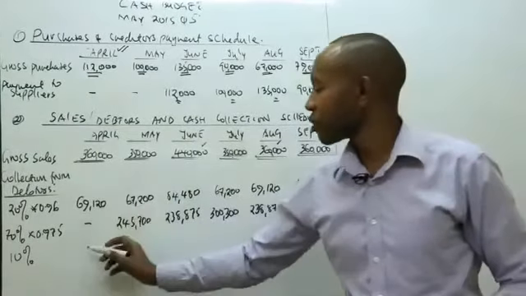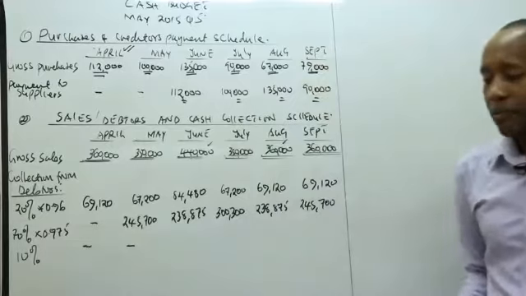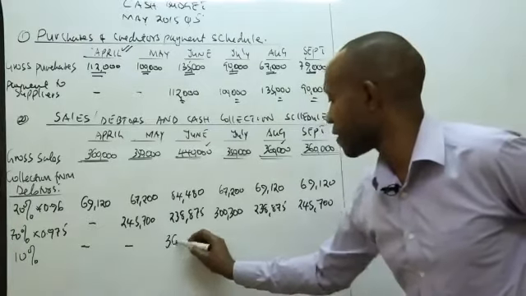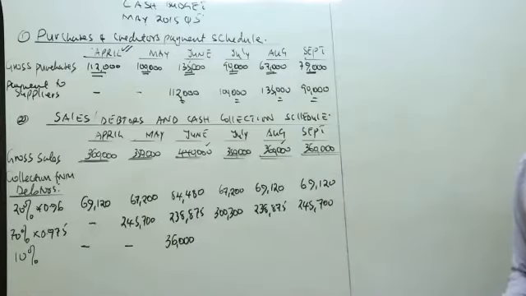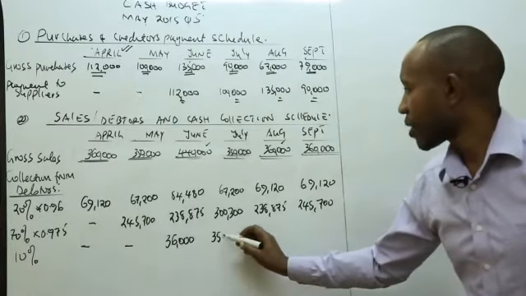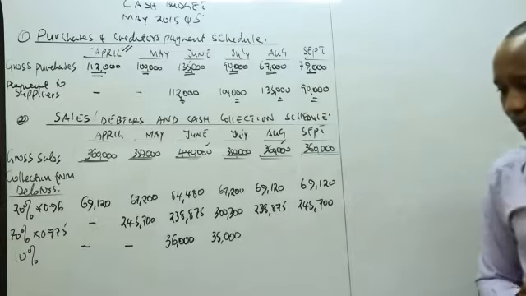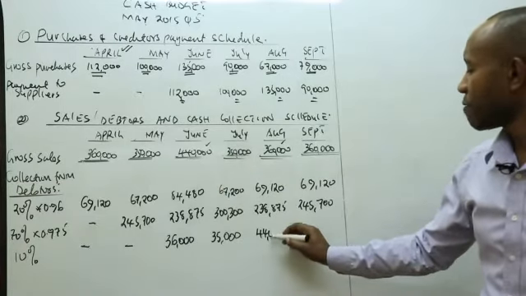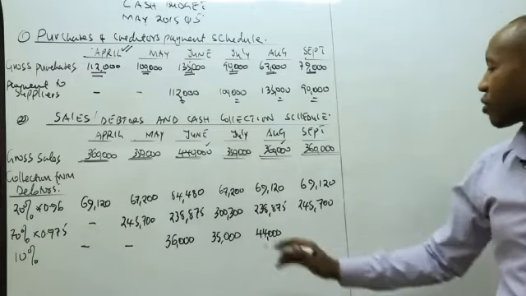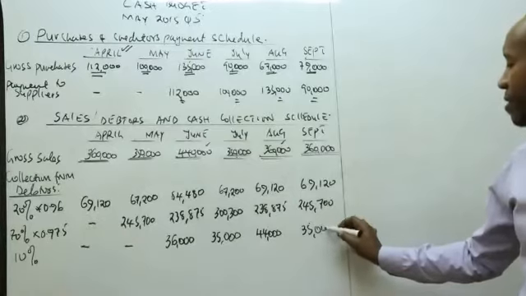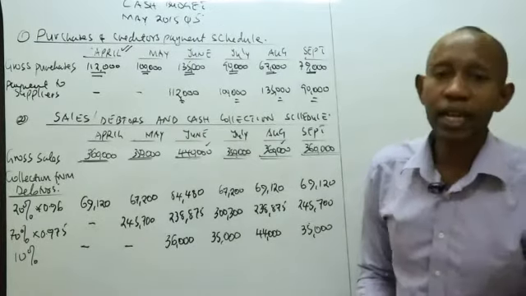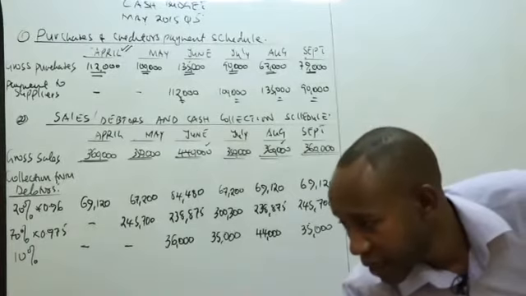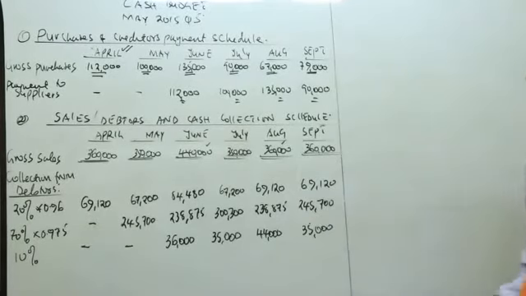So what is 10% of 360? Count 2 months. 10% of 360 will be 36,000. Very good. 10% of 350, we get 35,000. Then 10% of 440, we get 44,000. And then 10% of 350, we get 35,000. And that is how we are going to collect the cash from the debtors. So give me these totals.